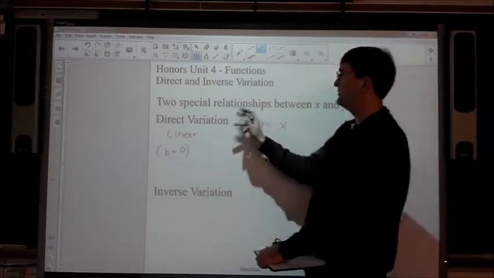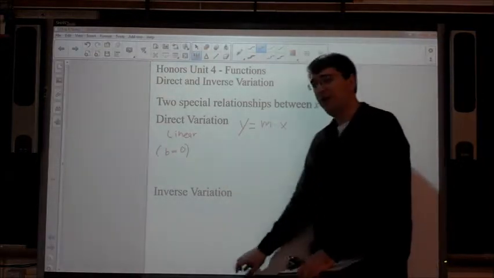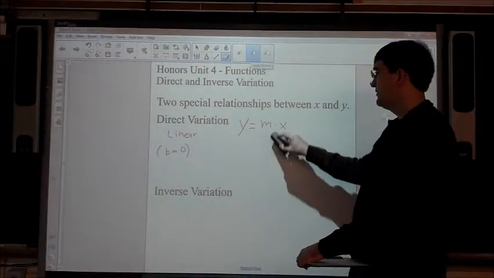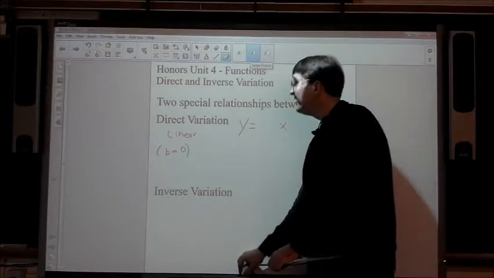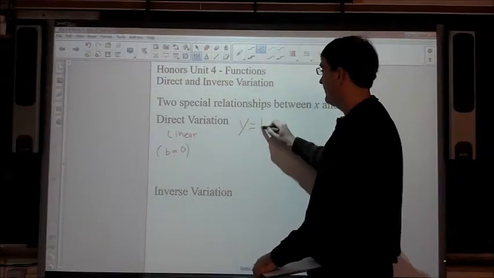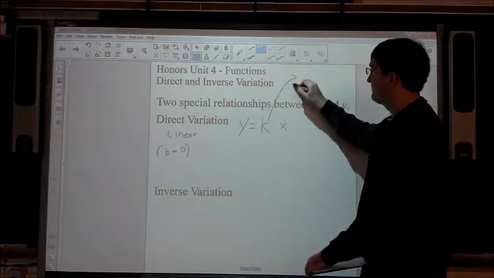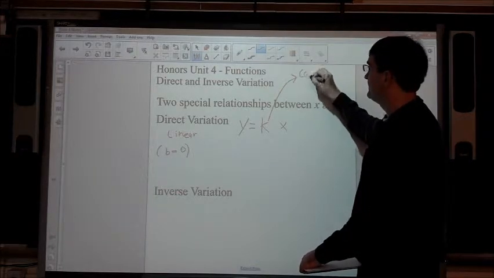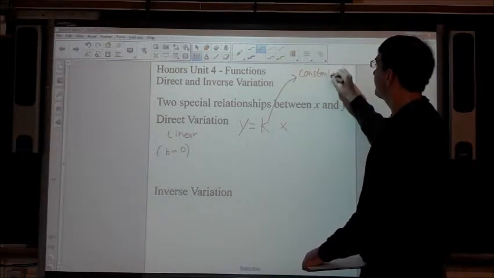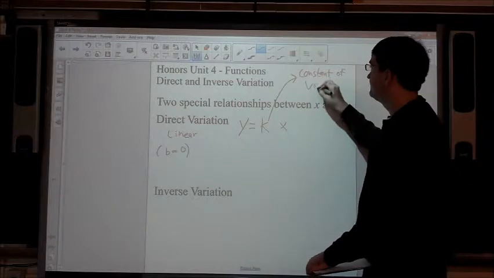When we're talking about direct and inverse variation, though, we don't usually use m, we use k. And k, in this case, stands for the constant of variation.